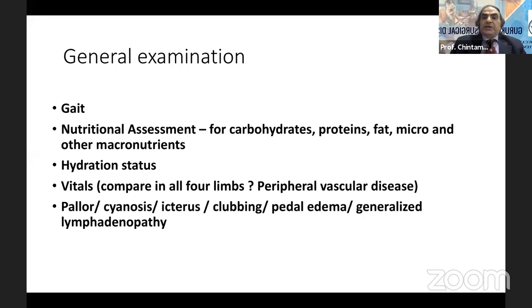Hydration status could be checked as the tongue is sticking out. You could look at the bald tongue and also the dry tongue. But sometimes the tongue is dry in mouth breathers and you can confuse yourself. Now, places where you can test for it, and you're asked in the exam.